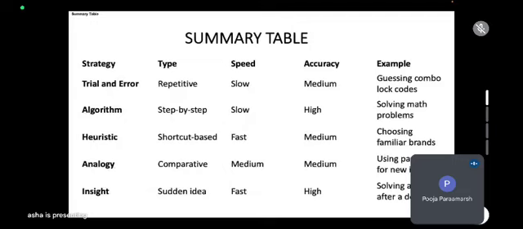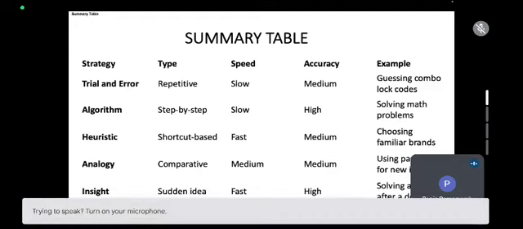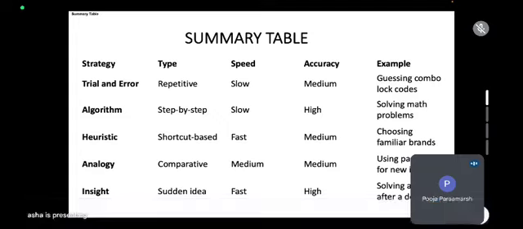Analogy is comparative. The speed is medium, speed in the sense of solving speed, and accuracy is how accurate it will be. And then insight is all the sudden thoughts which just pop into your head, which is fast, and the accuracy is high. Okay, so that's a quick recap, the summary table of the types of problem solving.